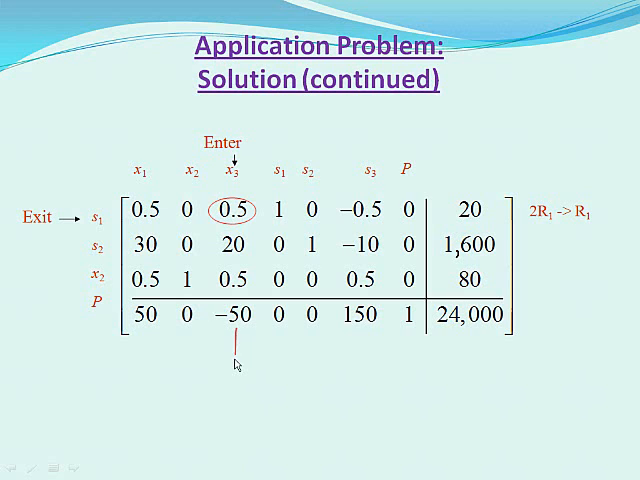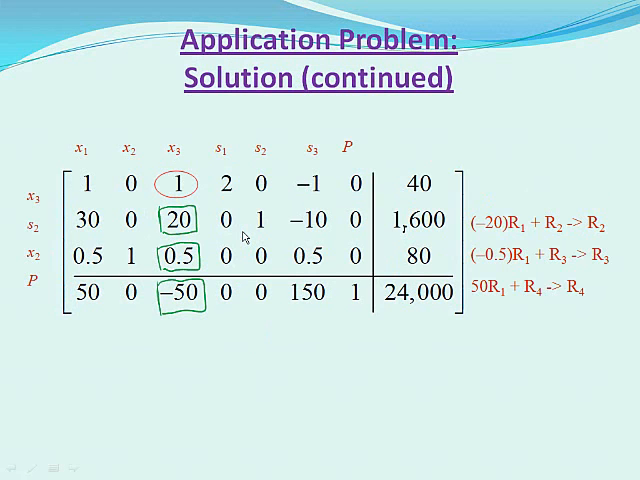Since the optimal solution is not reached, continue with the pivoting again. Here 0.5 is the pivot element and x3 is the entering variable. 2 times r1 replaces r1. This row operation changes the pivot to 1. Do pivot operations to get zeros in the remaining positions of the pivot column, again marked in green. And the row operations are all shown here.